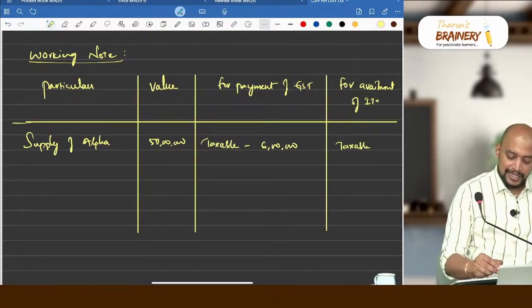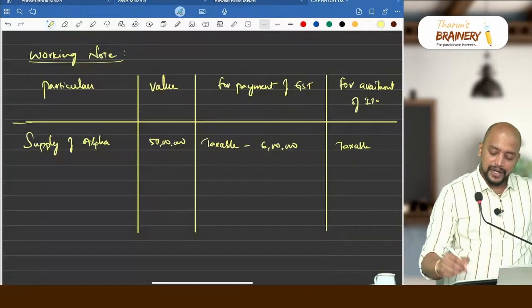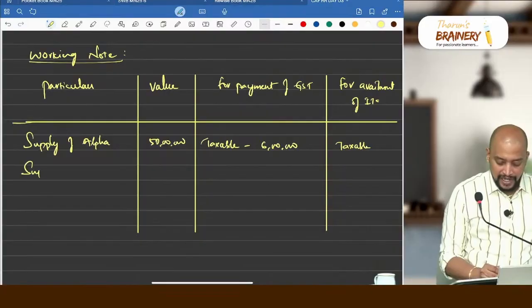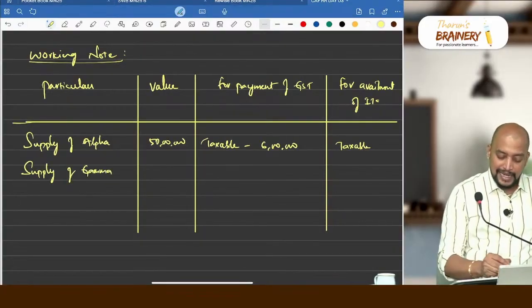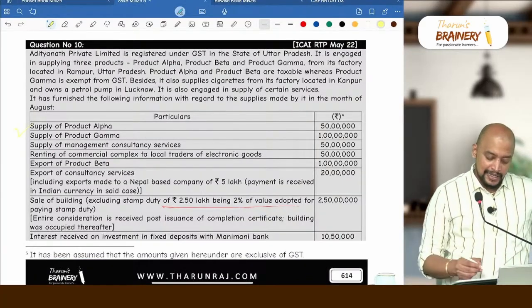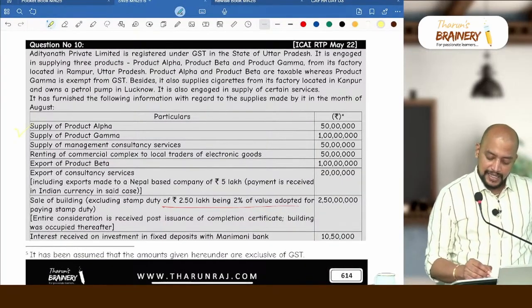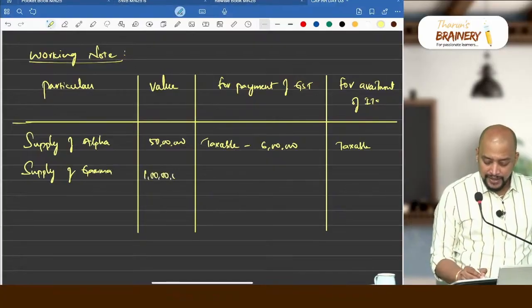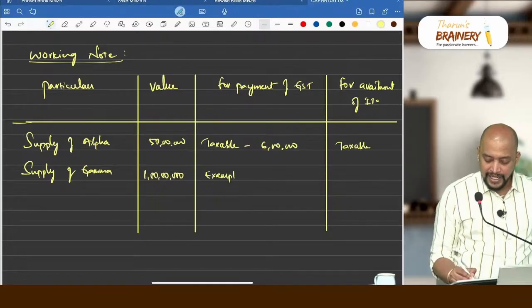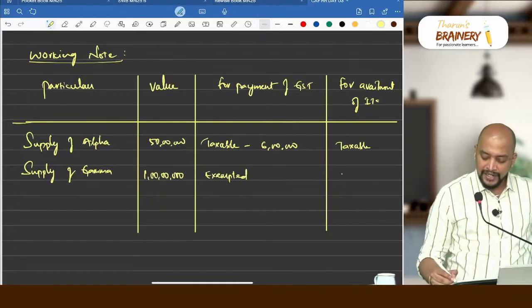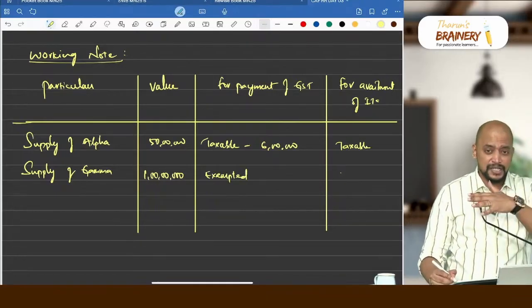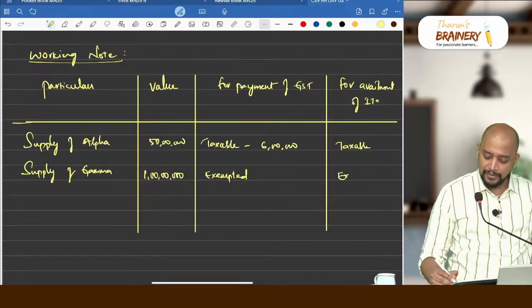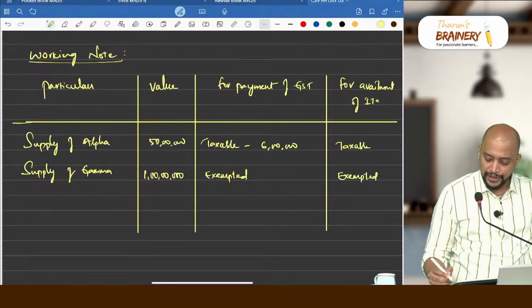Then next transaction, supply of product gamma. So supply of gamma, and gamma is actually exempted, correct? Clearly it is given in the question itself, gamma is exempted. So 1 crore is exempted, but will we take it in the amount column? Yes, we need to take it in the amount column. So it is exempted for payment of GST. When it is exempted, we don't have any liability. Is it covered anywhere in the special points? No. So it will be exempted even for the purpose of computation of ITC.